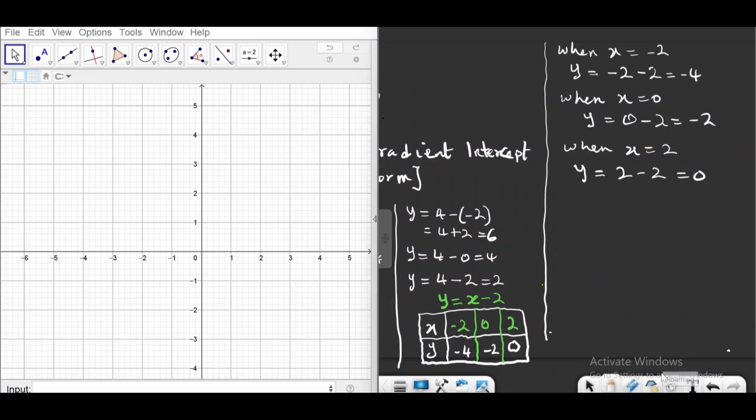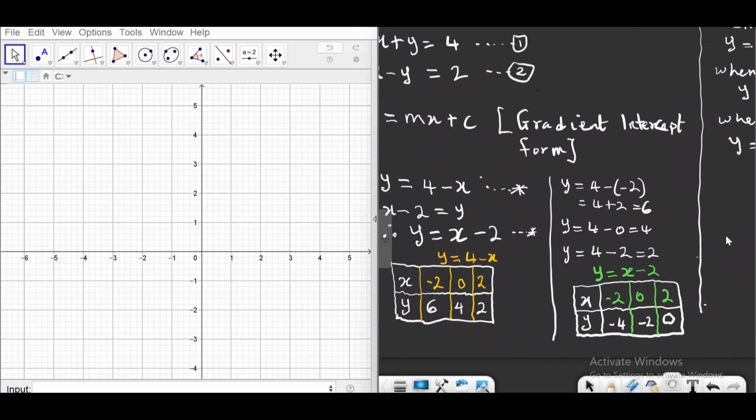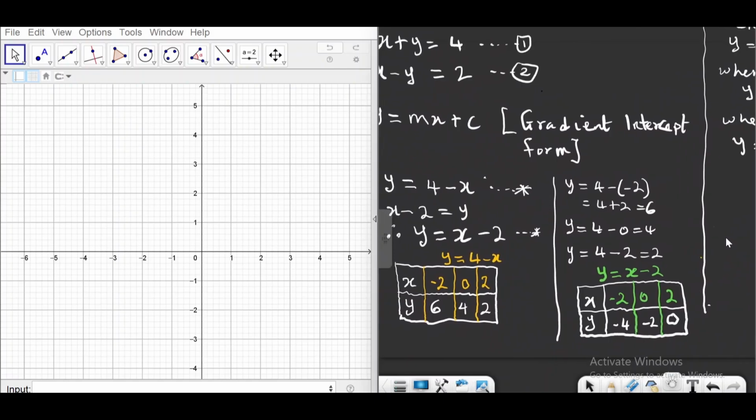We are going to plot them as points. The point will be a combination of the values of x and y. Let's go to the first one. The first table represents the equation y equals 4 minus x, and here we are going to look at the point, a combination of x and y.